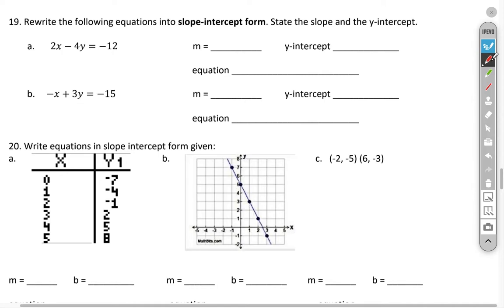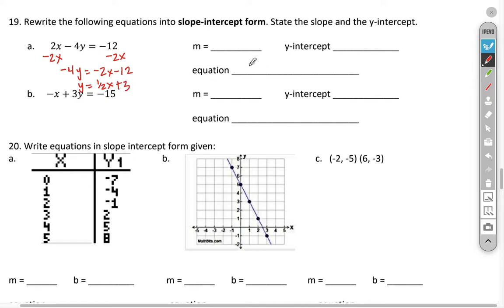All right. 19 says to rewrite the following equations into slope-intercept form, state the slope and the y-intercept. So it just wants us to put this in slope-intercept form, which is essentially solving for y, and then breaking it down over here. So we're going to start the same way we just did by subtracting our x's from both sides. We get negative 4y equals negative 2x minus 12. We're going to divide by negative 4. So negative 2 divided by negative 4 is going to give us positive 1/2 x. And then negative 12 divided by negative 4 is going to give us positive 3.